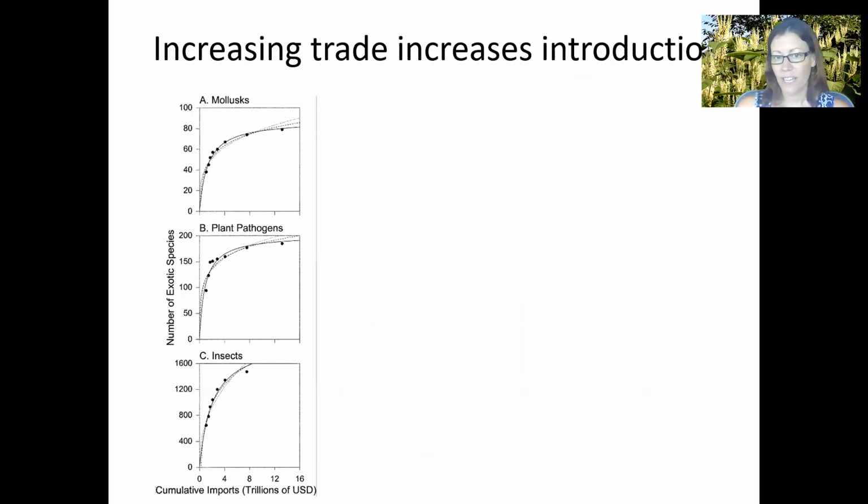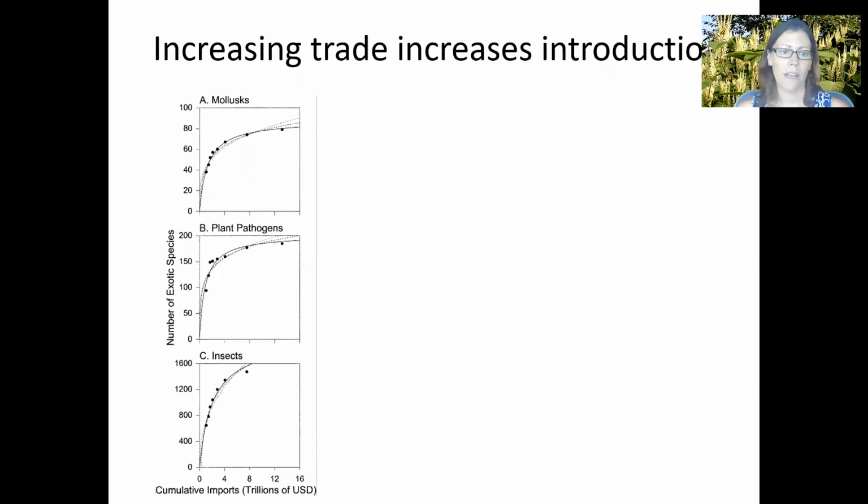So as trade increases, so does the introduction of non-native species. But there's an interesting pattern to it. Early on, when you just start trading with a new partner, for example, there is a whole new world of non-native species that could come from that trade partnership. You haven't seen any of those species before. They are entirely new, and so you end up with this rapid rise of numbers of non-native species that can be introduced in those early stages of a trade partnership.